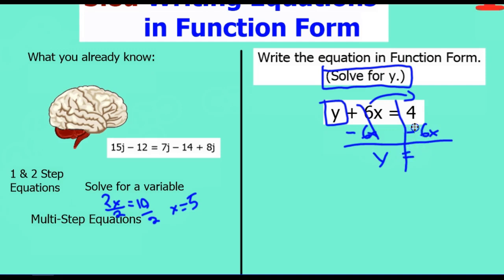Now I usually like to put the x first, but we don't need to. So I'm going to put a negative 6x plus 4. Now I put plus 4 because the 4 is positive, and I could not combine negative 6x and 4 because one has the x and one doesn't. So when we say solve for y, we're trying to get y by itself, which is what we did. So this is the answer to our problem. Y equals negative 6x plus 4.